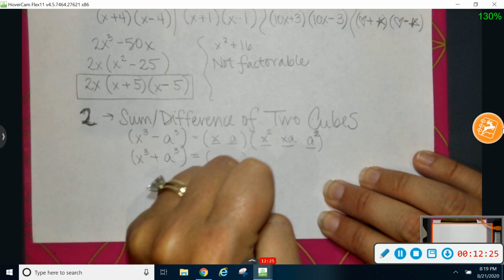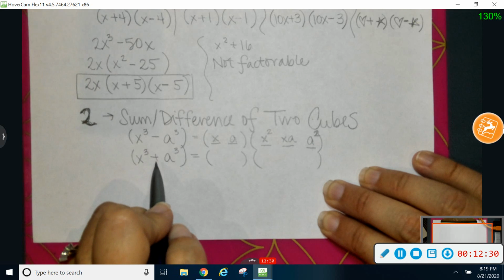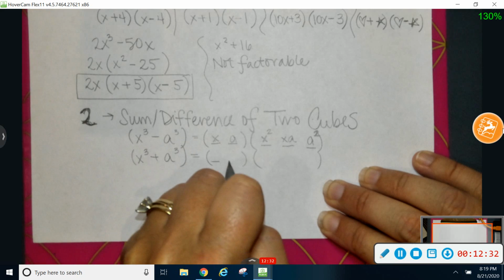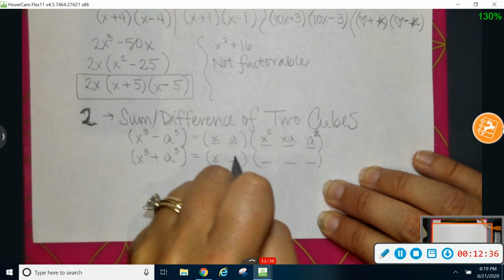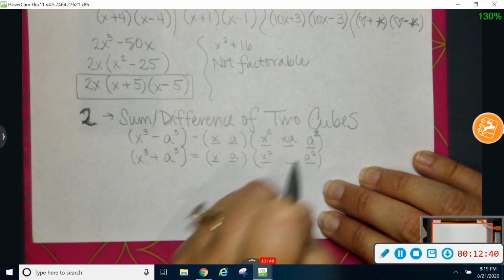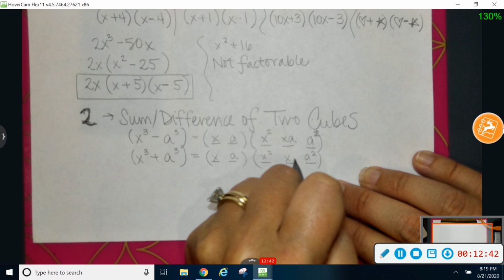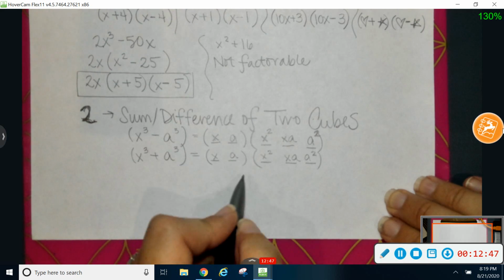Pattern is exactly the same. So if I know they're both cubes, this time will work with a sum, work with a plus. And again, it breaks down to binomial, trinomial. So cube root of the front, cube root of the back, square the front, square the back, multiply the 2 in the middle. And how are we going to get those signs in between?